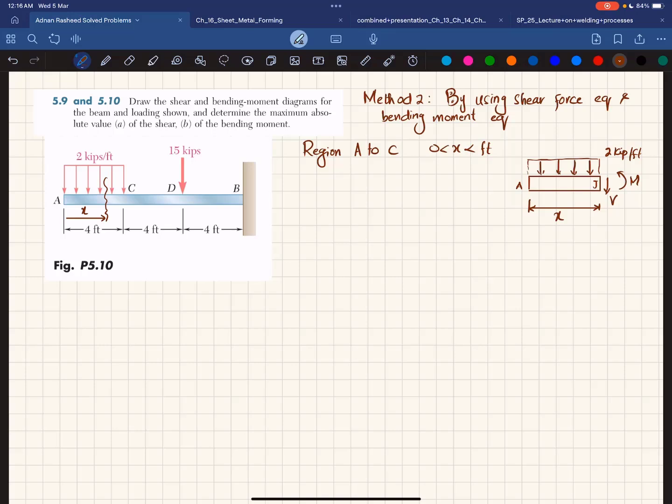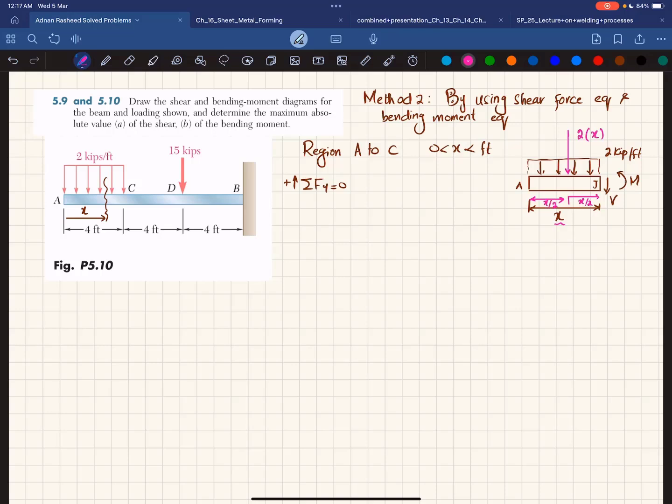We'll find this M and V by using equations of equilibrium. The first equation of equilibrium is that the sum of all forces along the y direction must be equal to 0, and upward force is taken as positive. You can see you have a distributed load. When this distributed load is converted into a point load, it will be equal to 2 multiplied by the length over which it acts. The length is x, and it will act at a distance of x by 2 from either side. So this distance is x by 2. This is also x by 2.